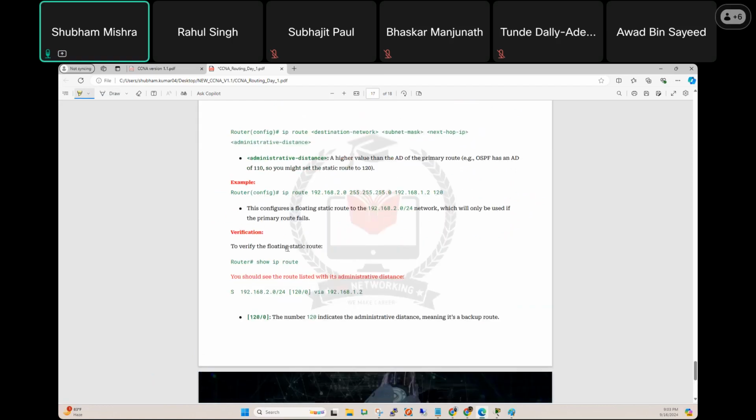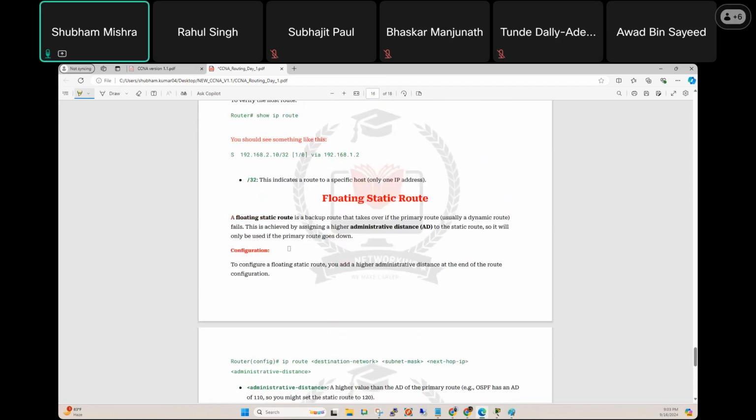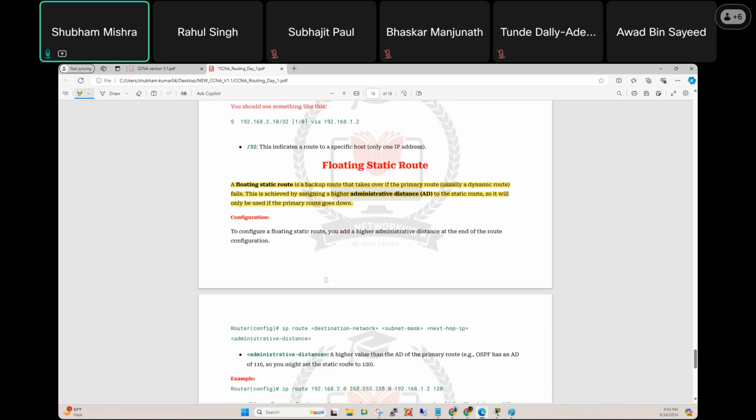And the last one is, guys, floating static route. See, a floating static route is the backup route that takes over if the primary route, usually a dynamic route, fails. This is achieved by assigning a higher AD value to the static route, so it will only be used if the primary route goes down.